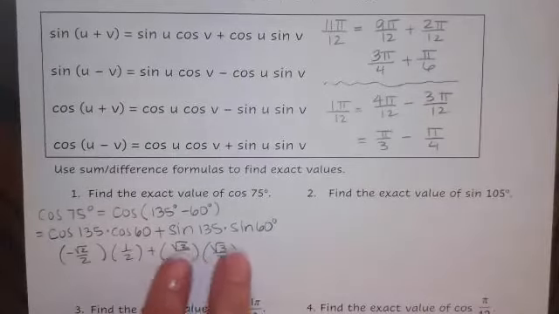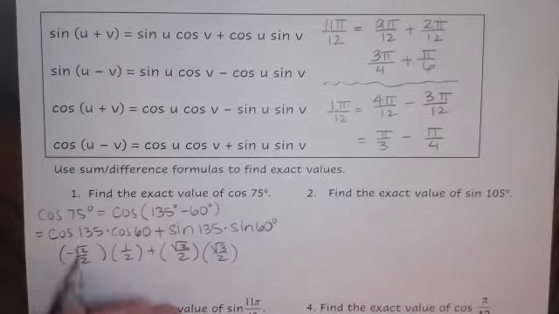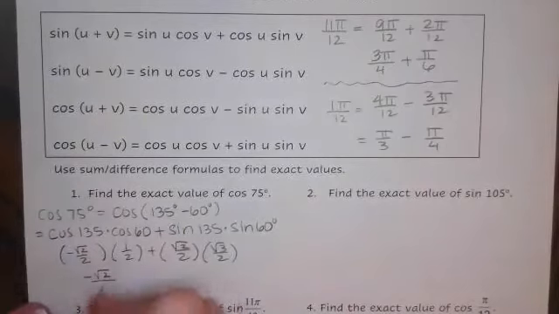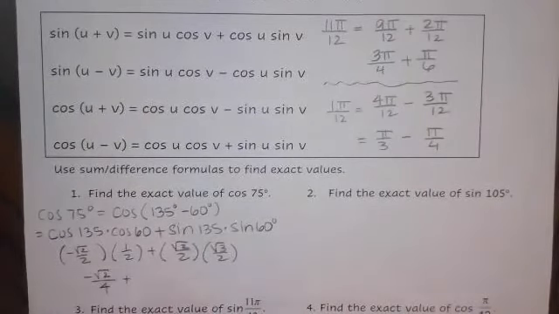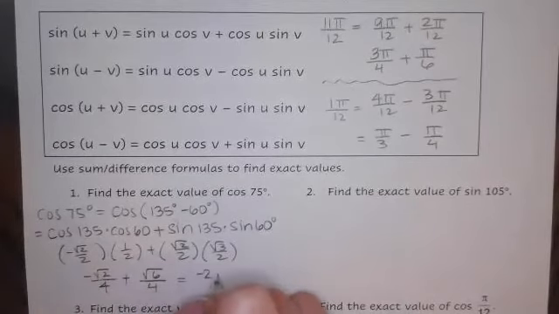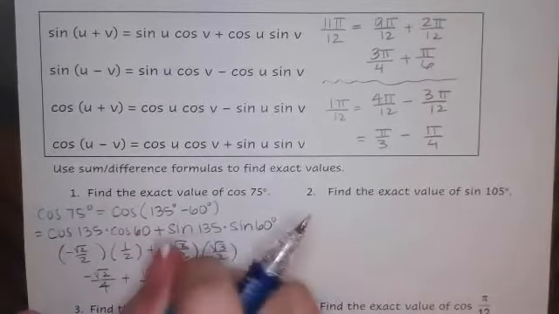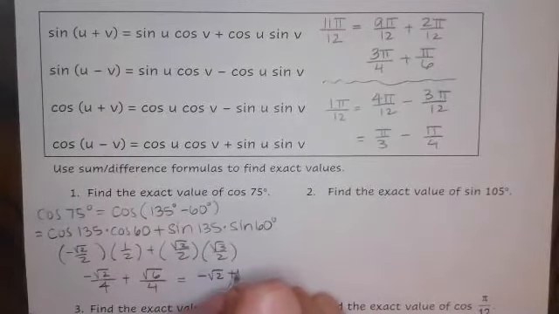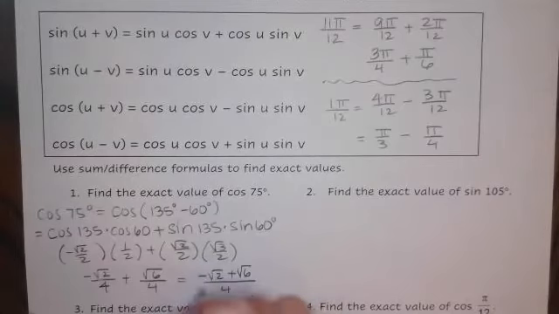Now we multiply these two and multiply these two together. So when we multiply the numerator times the numerator, that's going to be negative root 2, and then denominator times denominator, which is going to be 4. And here we multiply root 2 times root 3, which is root 6, and 2 times 2, which is 4. And so this would be negative root 2 plus root 6 over 4.